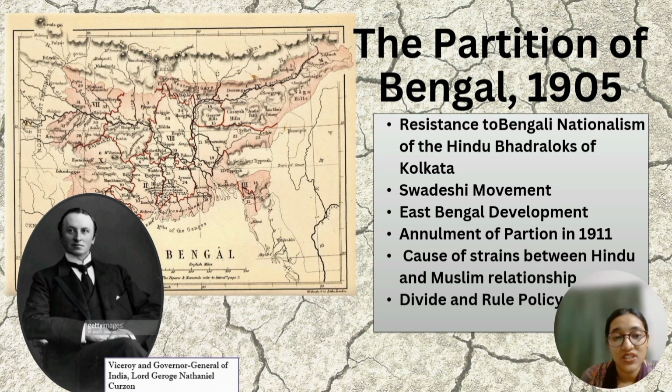For this reason, the Swadeshi movement took place against the partition, though East Bengal went through various infrastructural and educational development. Finally, due to the strong resistance movement, the partition was annulled in 1911, but it caused a strain in the Bengali Hindu and Muslim relationships.